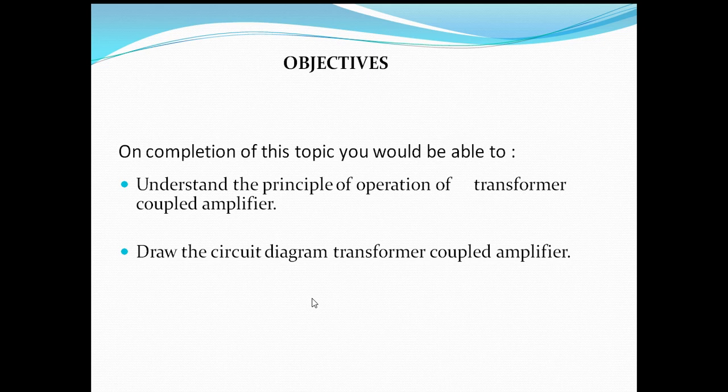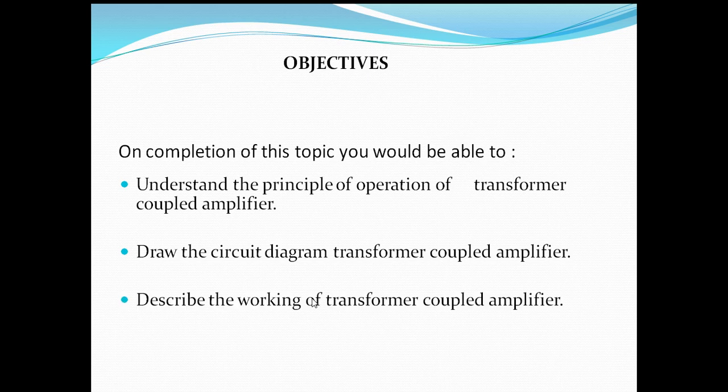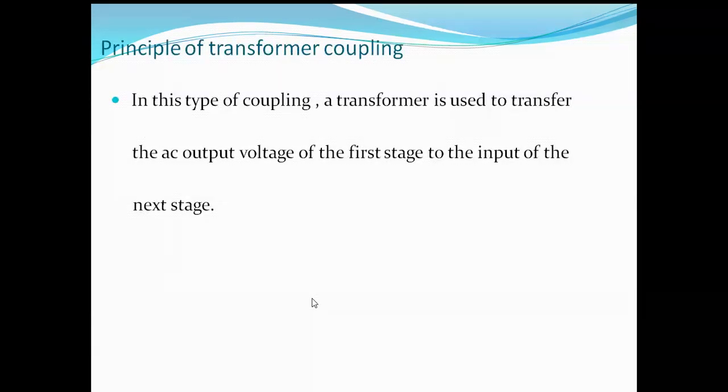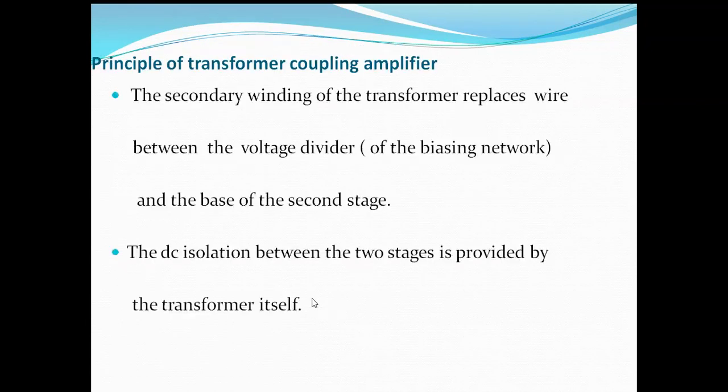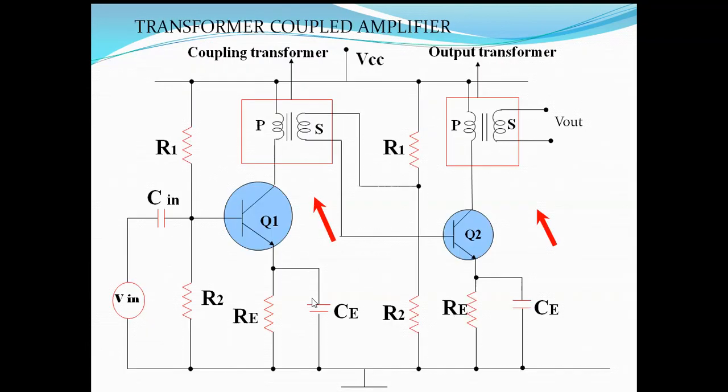Now, coming to the coupling, the next type of coupling is transformer coupling. The principle of transformer coupling. First, let us see the transformer coupling amplifier circuit diagram. Here, this is a transformer coupled amplifier, a two-stage transformer coupled amplifier.